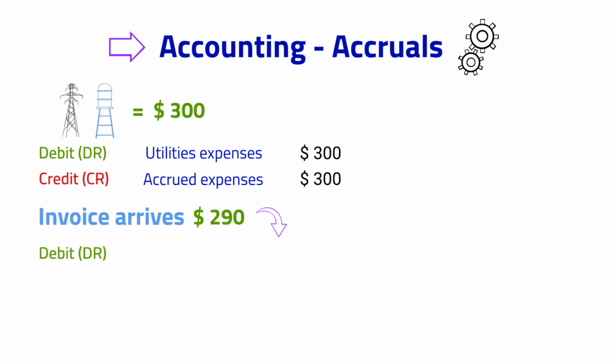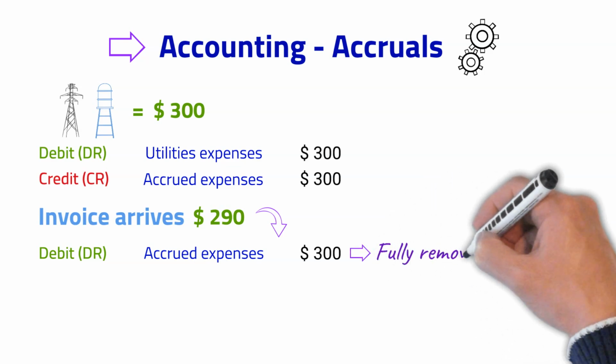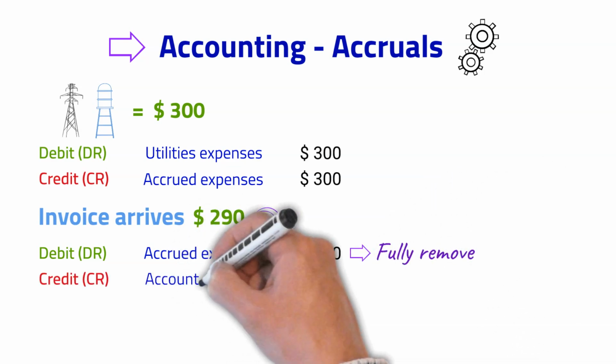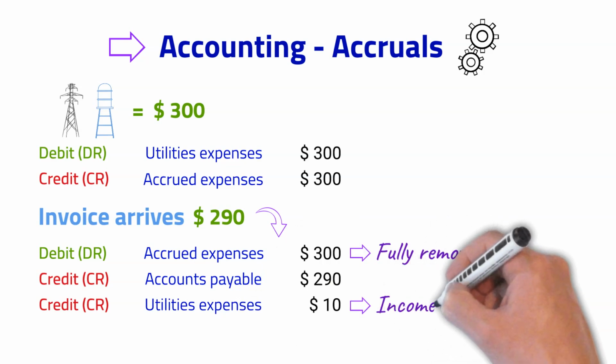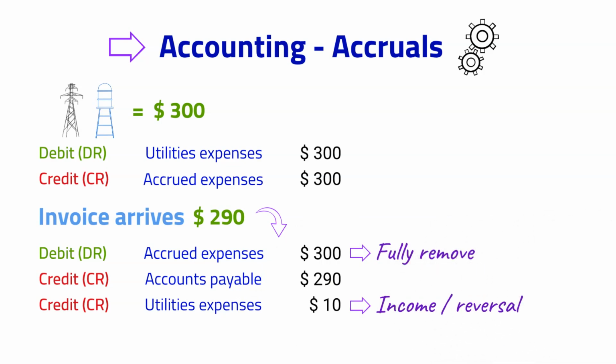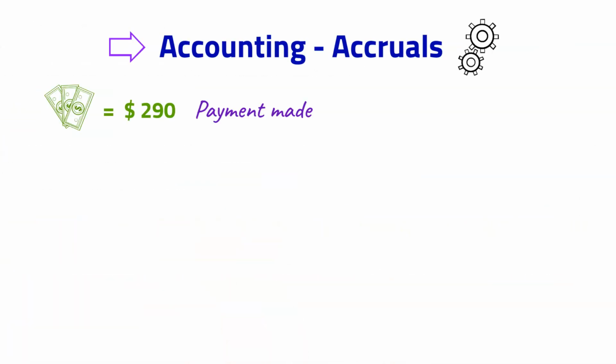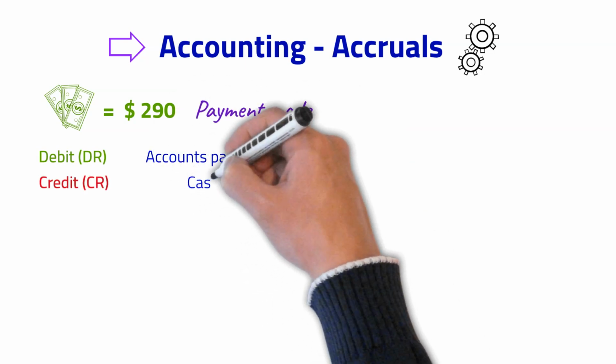Debit accrued expenses $300, we need to fully remove the provision from the balance sheet. Credit accounts payable $290, we now have an invoice and need to pay exactly $290. And credit utilities expenses $10. We reverse the overestimated expense for $10. Total entry is $300. It adds up. When we pay, we record the following. Debit accounts payable $290, credit cash $290.